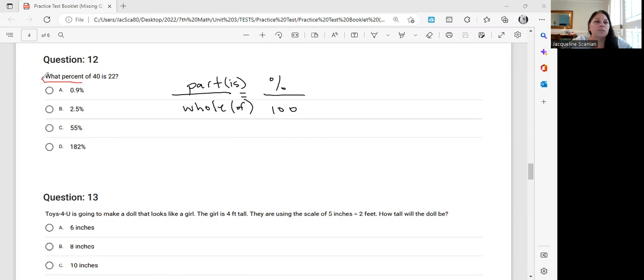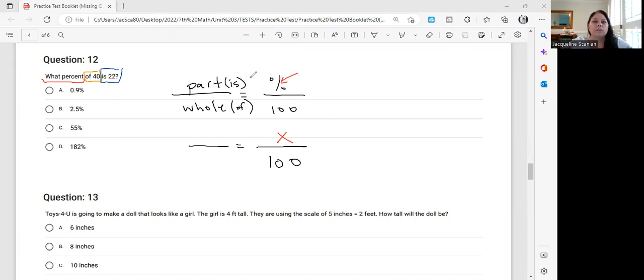The first thing I see is "what percent." That means that this is what I do not know, so I'm going to call that my variable. And I'm going to go ahead and throw down my setup here. It's a fraction equal to something over 100. My unknown is the percent. And then "of 40" and "is 22." That's why I use "is over of" in that formula.